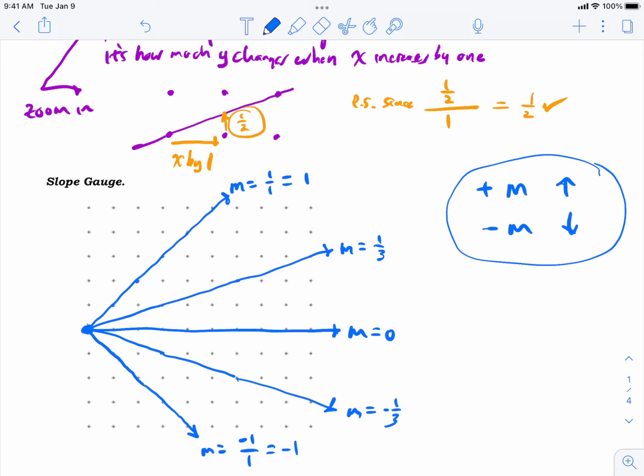Let's do a 3. Up 3 over 1 gets me to there. So it gets me to there. Up 3 over 1 would get me to about there someplace. So here's a slope of 3, and of course you can drop 3 and go over 1. Drop 3, go over 1, gets you to there. That would be a negative slope, of course. So this is a slope of negative 3.